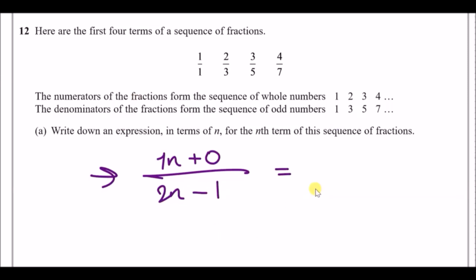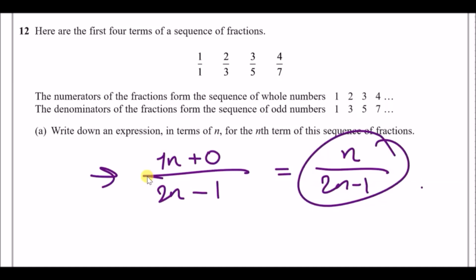But simplifying this, of course, 1n plus 0 is just 1n, and 1n is just practically n. So it'll be n over 2n minus 1. And that's it. That's your expression found.